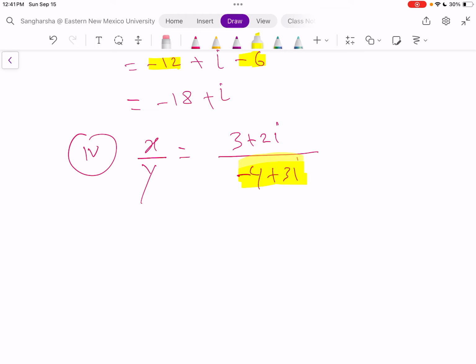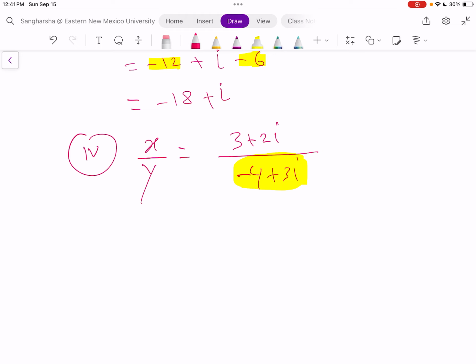But here we have a complex number, and in order to get rid of it from the denominator, what do we need to do? If you have a complex number and you want to change it into a real number, what do we need to do? So here, in order to get a real number from a complex number, we need to multiply that complex number by its conjugate.